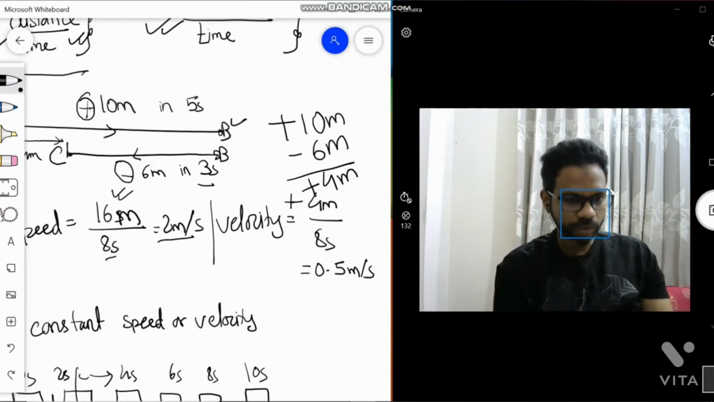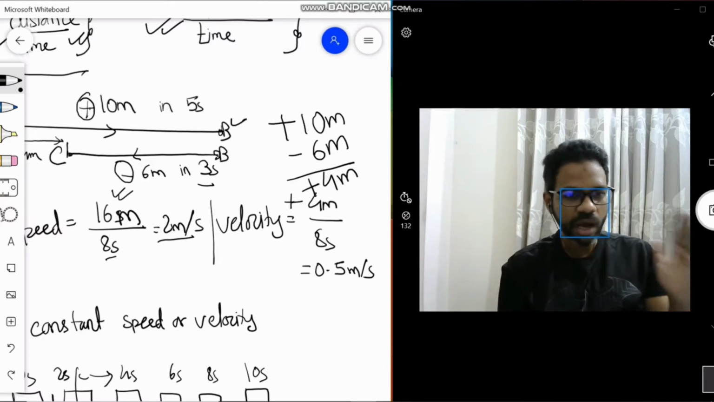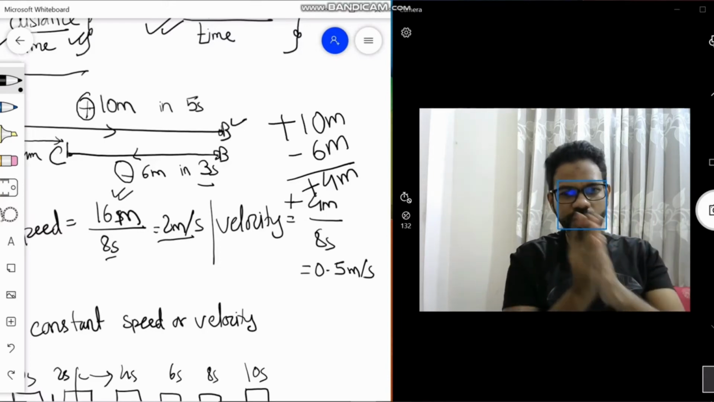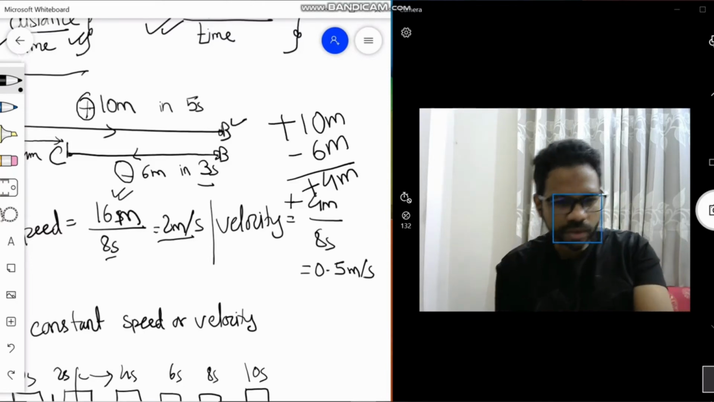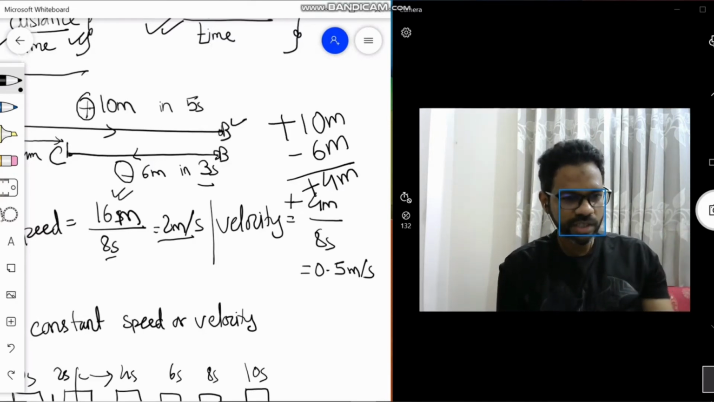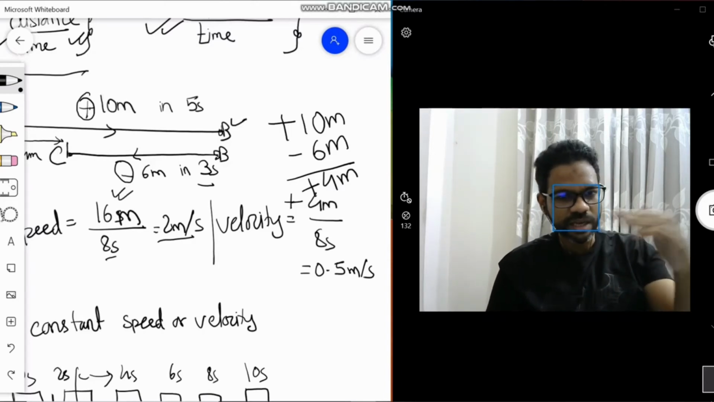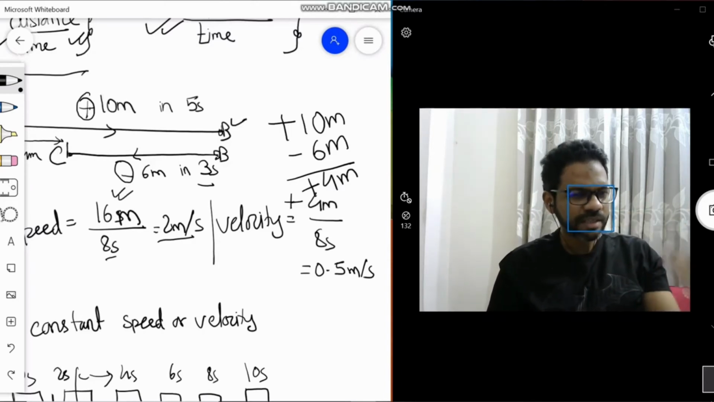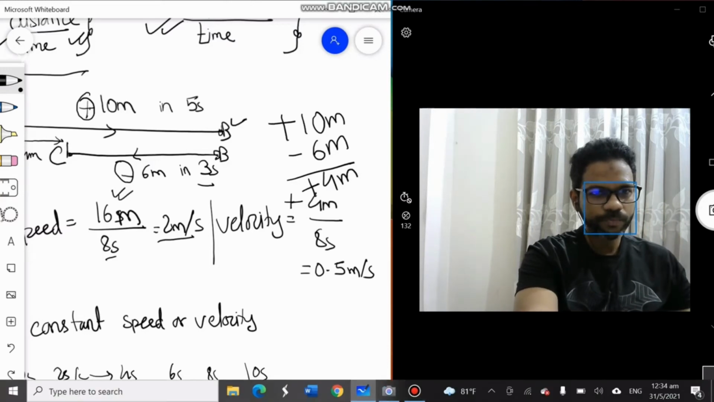Now in the next part, we'll be discussing how constant speed or constant velocity is defined, or how an object moves when it's moving with constant speed or constant velocity. We will consider constant speed or velocity to be the same because there is no change in direction. In most of your O-level questions, you will find the object is not changing direction, it's moving in a straight line. So we can take the speed and velocity to be the same because there is no change in direction. Let us watch that part first now.